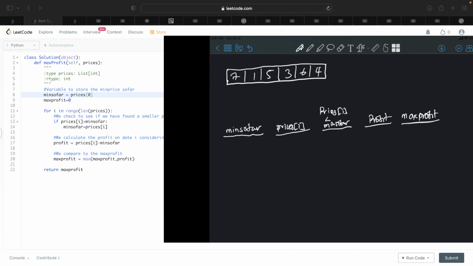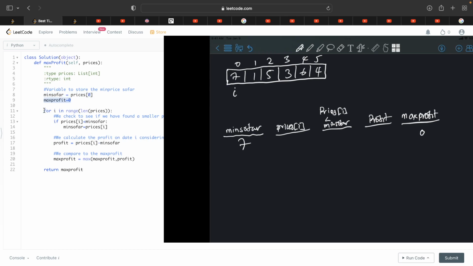So we start at this point where we initialize the min so far. Our I, if you look at the diagram, is over here at index 0, 1, 2, 3, 4, 5. And we initialize our min so far to the value at index 0, so it becomes 7. And then our max profit, we initialize it to 0.